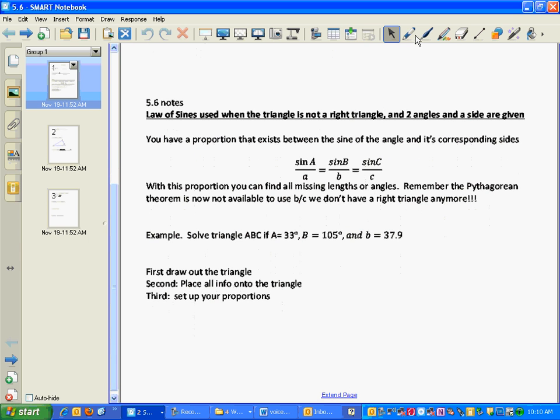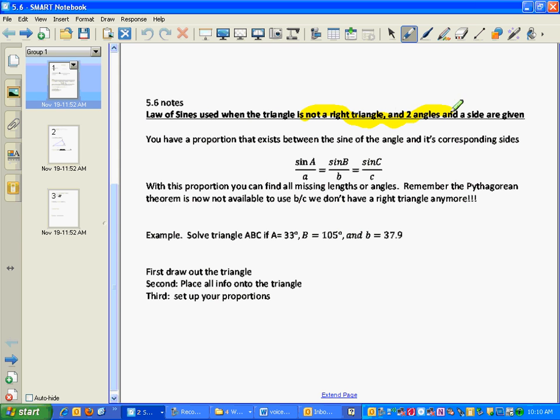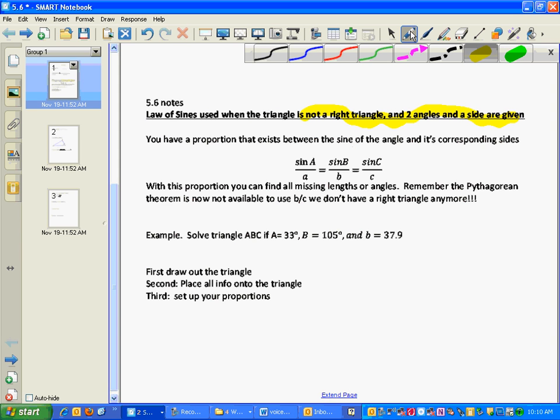The law of sines is used specifically when you do not have a right triangle. That's the big thing. When two angles and a side are given. Okay? So it's a proportion that exists. Basically, it tells us that the sine of angle A divided by the side length A is equal to the sine of angle B divided by the side length B, and sine of angle C divided by the side length C. And so with this proportion, you can find any of your missing side lengths or angle measures.